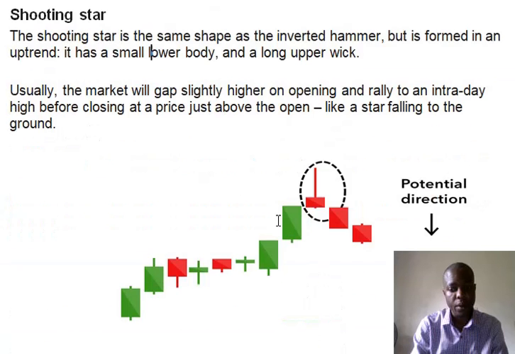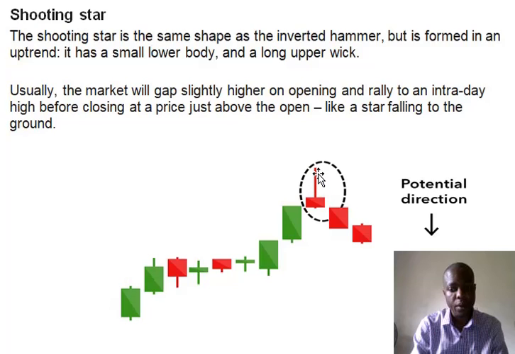So the next bearish candlestick pattern, we have the shooting star. The shooting star is the same shape as the inverted hammer, but it is formed in the uptrend, and it has a small lower wick and a long upper wick, as you can see.